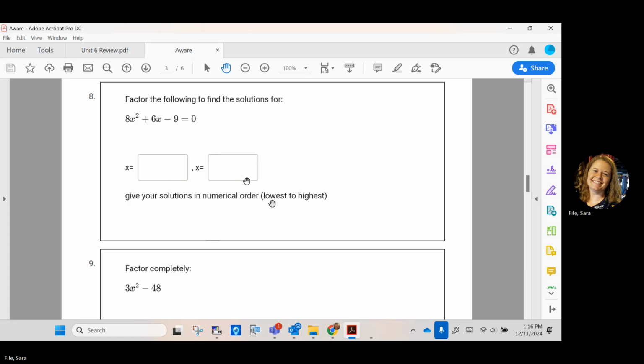Okay. If you're not sure which is larger or smaller, think about them on a number line. The one further to the right is the larger number. The one more to the left is the smaller number.